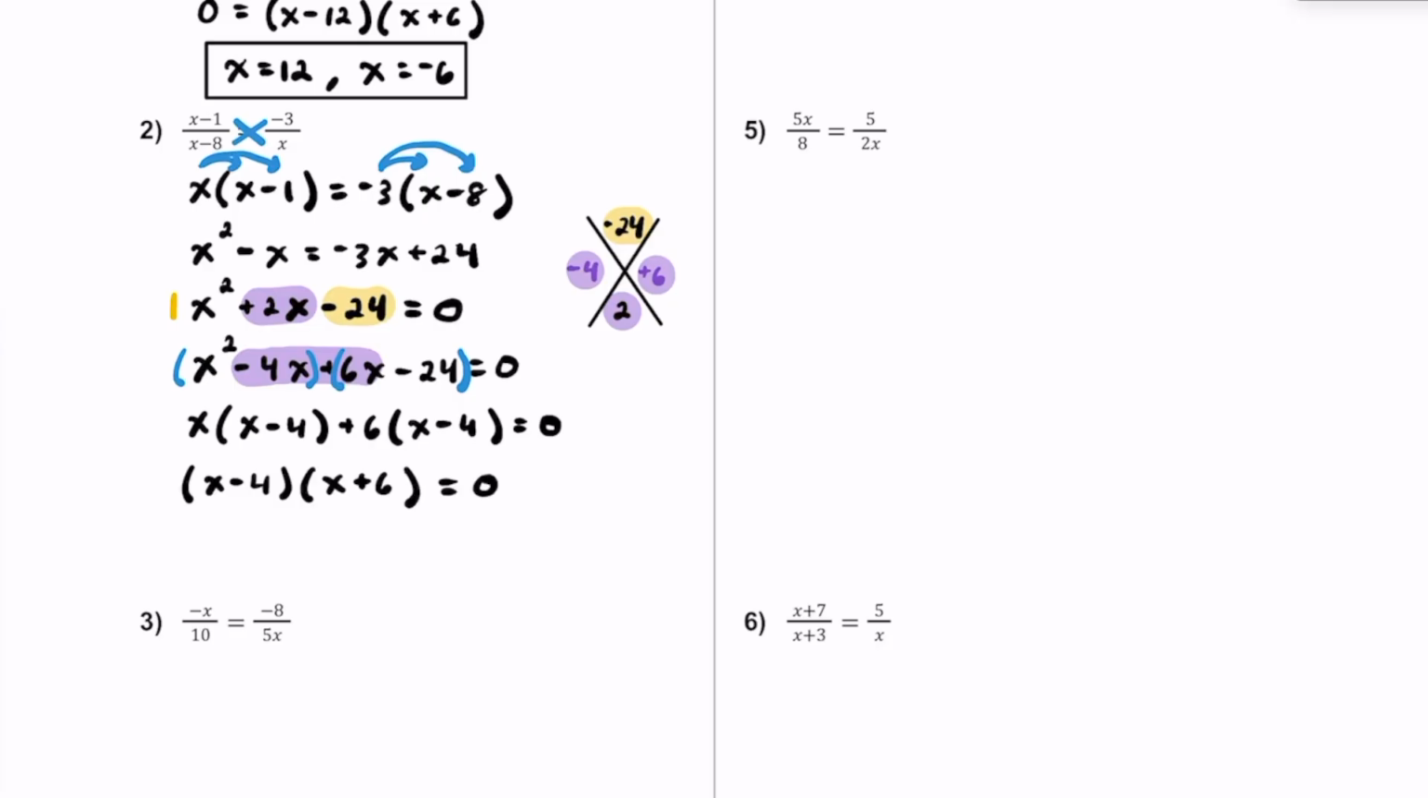So what makes this binomial equal to 0? That's if x was equal to positive 4. And then what makes this binomial equal to 0 is if x was equal to negative 6. So these would be our two solutions.